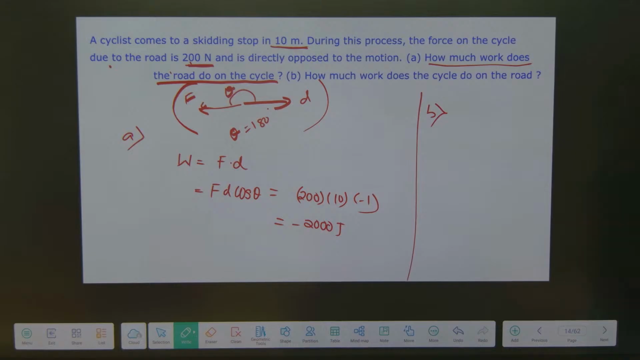2000, you are getting. We'll see the answer. So 2000, in the sense that cycle on the road and road on the cycle are both the same. The cycle should overcome that 2000 Newton force. It should be more than 2000. We'll check it.